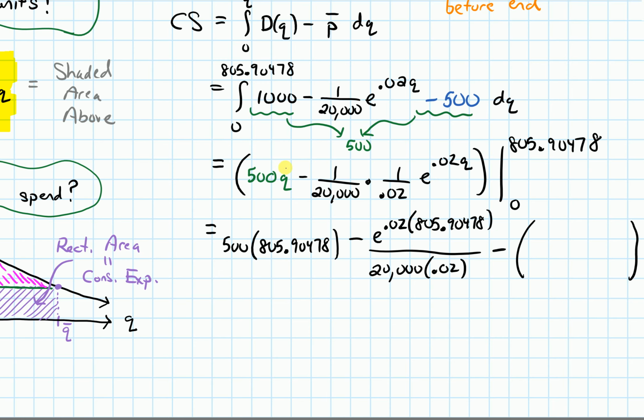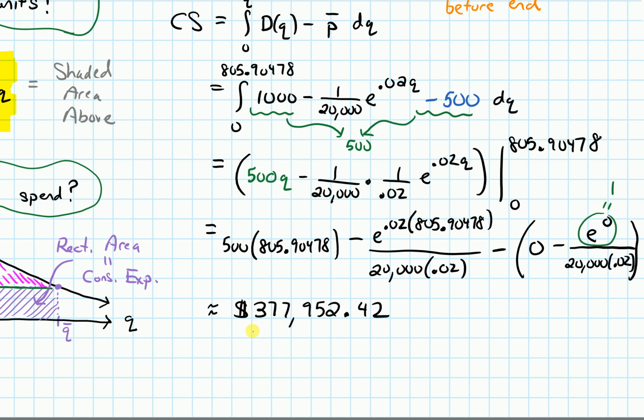Okay, if I plug 0 into the first term, 500 times 0 is just 0. And then into the next term, we'll get minus e to the 0 on top. And e to the 0, that's nice. That's just 1. Over, the denominator is 20,000 times 0.02. And from here, we are ready to plug into a calculator. In doing that, we end up with 377,952. Now we round it to 2 decimal places, 42. And the units here were dollars. And that is my consumer surplus.